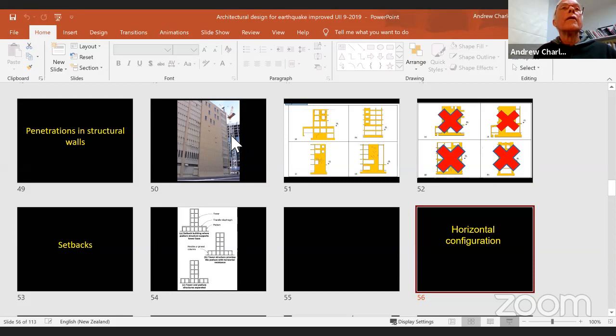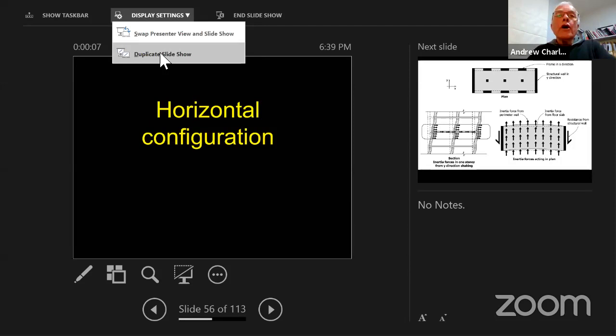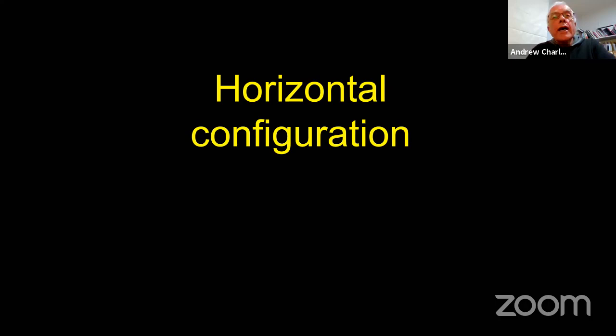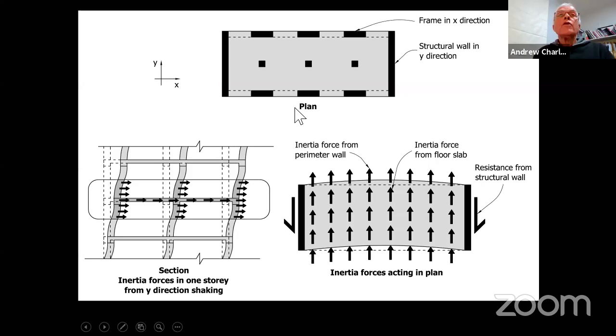Righto. Well, now I'm going to move on to possibly the third part of these presentations and talk about horizontal configuration of buildings. We're going to imagine we're designing this building at the top of the screen. In the Y direction, earthquake shaking is resisted by two structural walls. Or if we wanted to, they could be two moment frames or two braced frames.